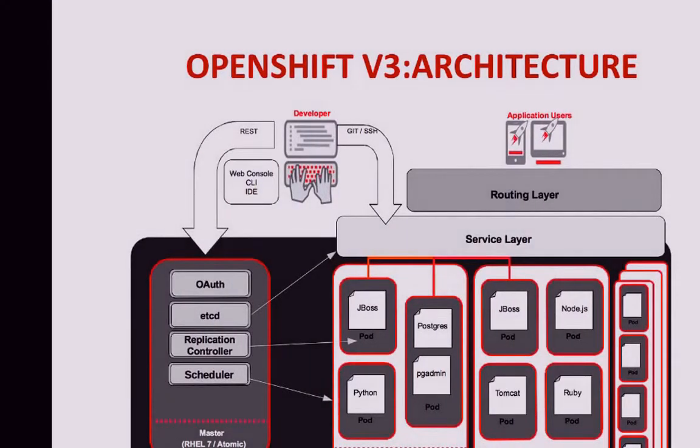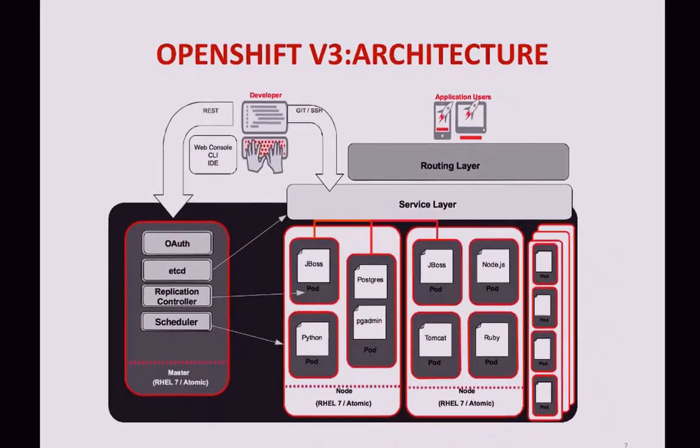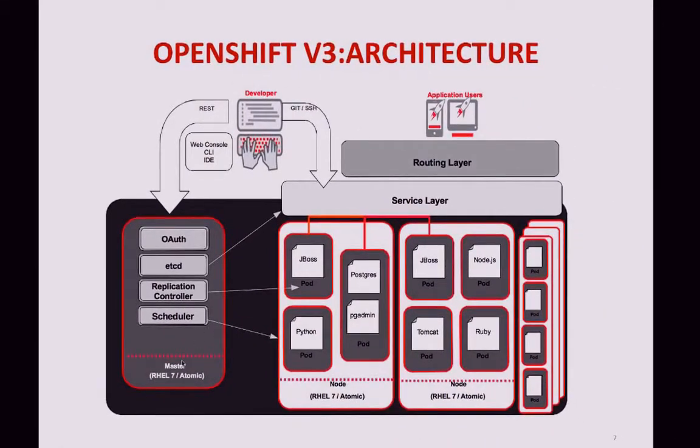Now let's look at how all this stuff comes together. As we talked about before, the Kubernetes master is taking the place of the broker, and the Kubernetes minions, now called nodes, are taking the place of nodes, and this is the application hosting infrastructure. etcd is going to take the place of MongoDB, and we already spoke about replication controllers.